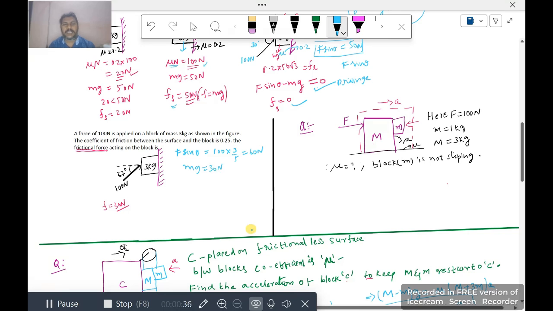So maximum static friction means FL is equal to, here mu is equal to 1 by 4. Given mu is equal to 0.25, means 1 by 4, into F cos 37. That is equal to 100 into 4 by 5. So FL is equal to 20 newtons. So now this FL will act. F sin theta is 60 newtons, and FL is 20 newtons according to the given.